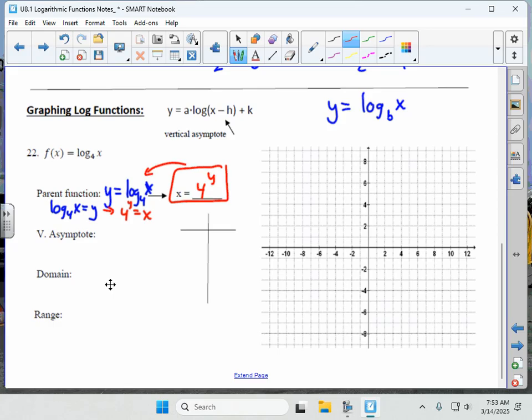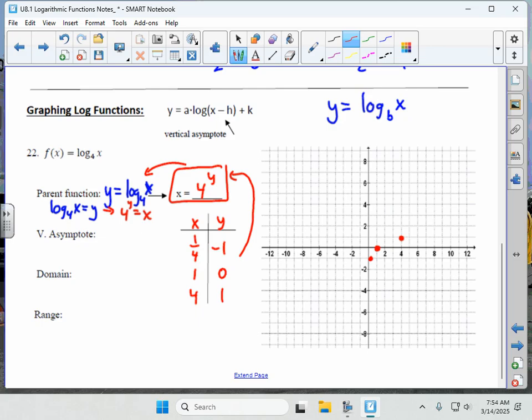So when we create our xy table, we're going to use negative 1, 0, 1, but we're going to put them on the y side this time. The reason is that in exponential form, the exponent is the variable y. So we put those numbers in for y and find the x values. 4 to the negative 1 is 1/4. 4 to the 0 is 1, and 4 to the first is 4. We don't have any transformations, so we'll just plot these 3 points: 1/4, negative 1; 1, 0; 4, 1.